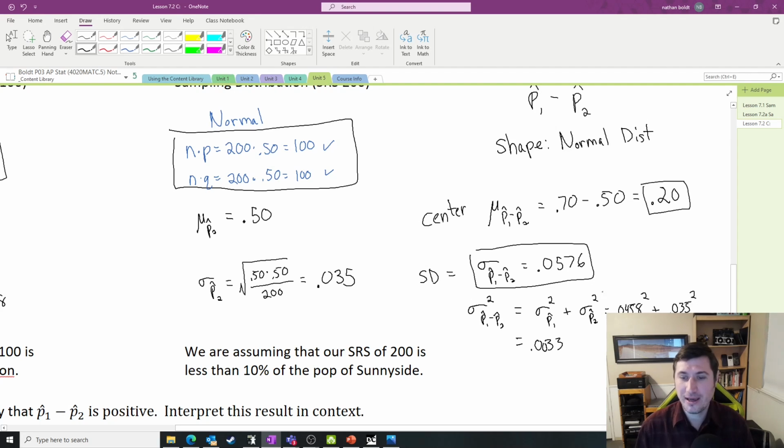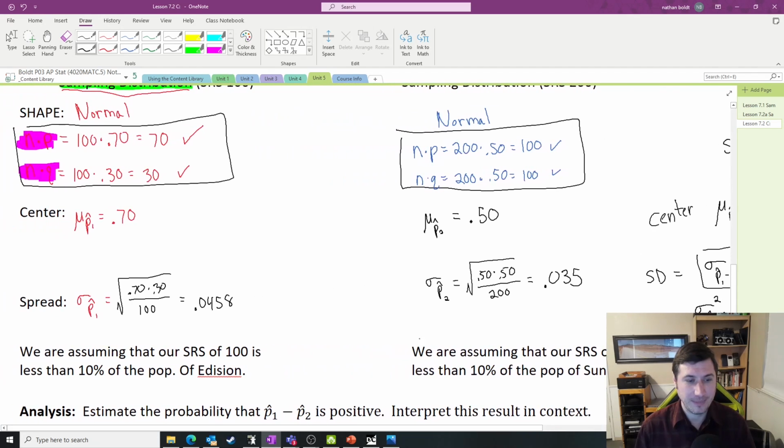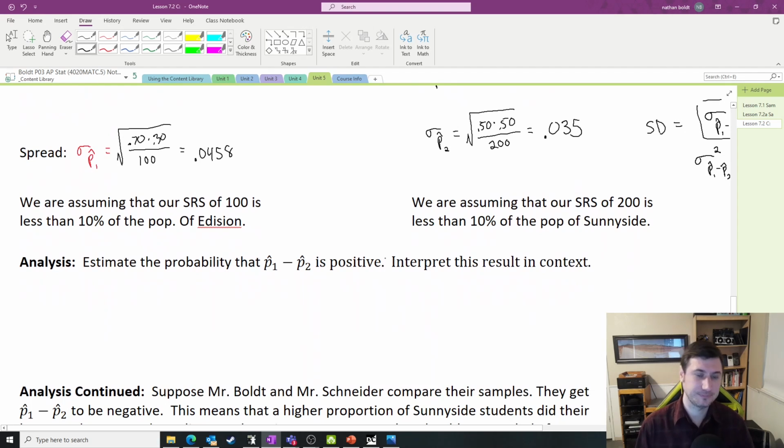All right, so now that we have our standard deviation and our mean, and we know it's normal, I can now ask you some analysis questions. Okay? So estimate the probability that P1 hat minus P2 hat is positive.